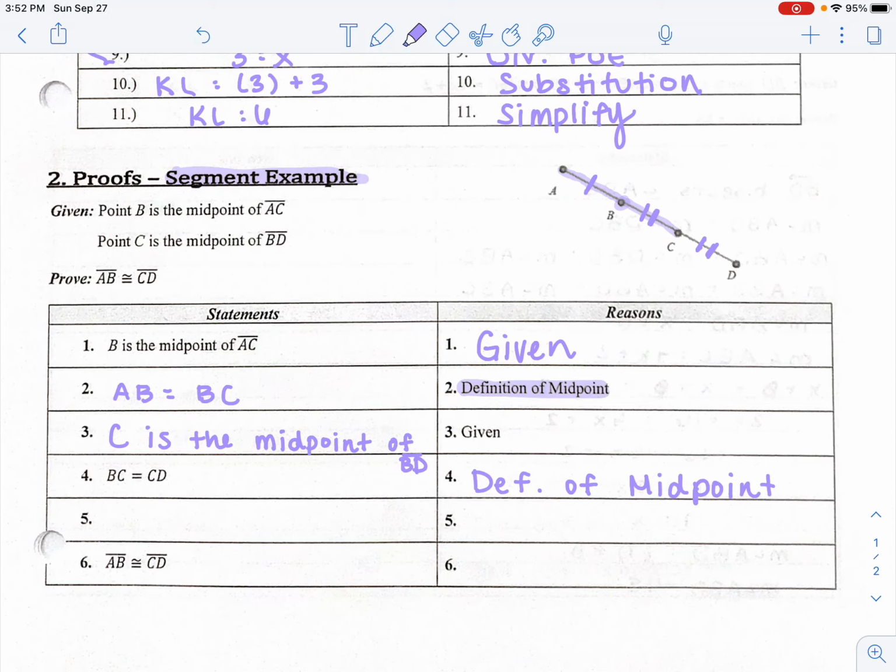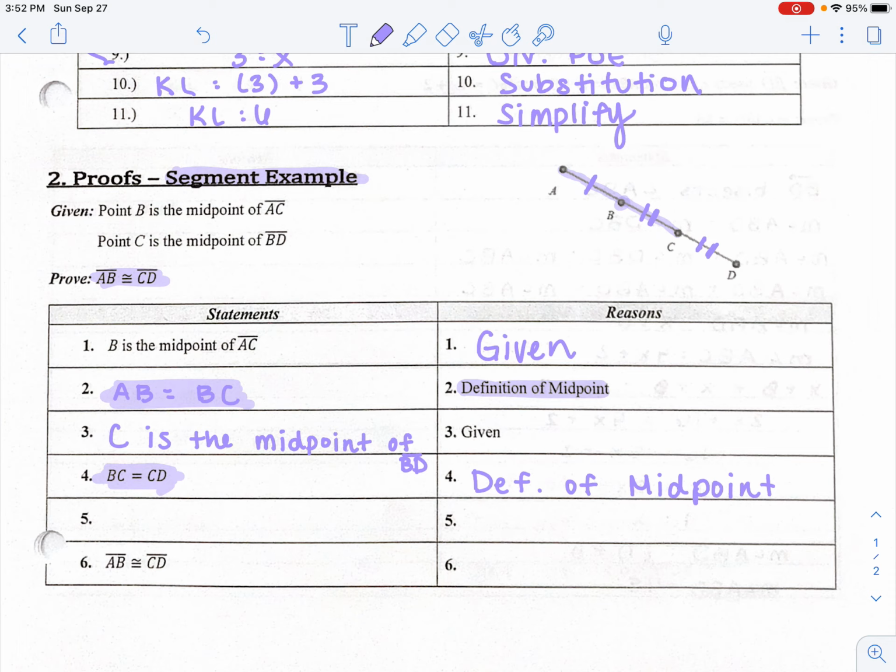Okay. Now, if you look here, our goal is to prove that AB is the same as CD. And we have equations here. We know that AB equals BC. And we know that BC equals CD. You notice both of those equations have BC in common. So we can combine those into one.